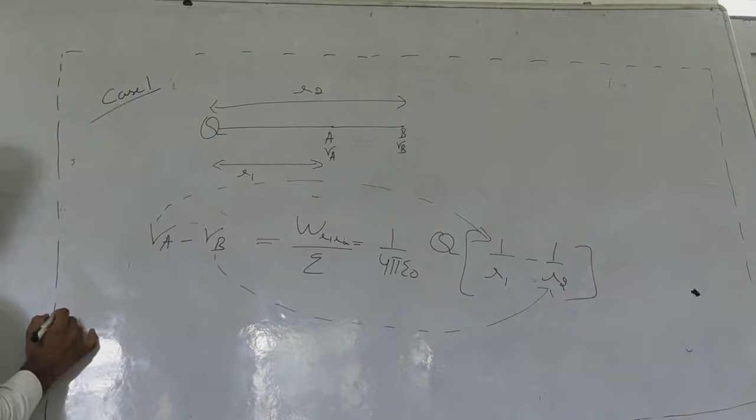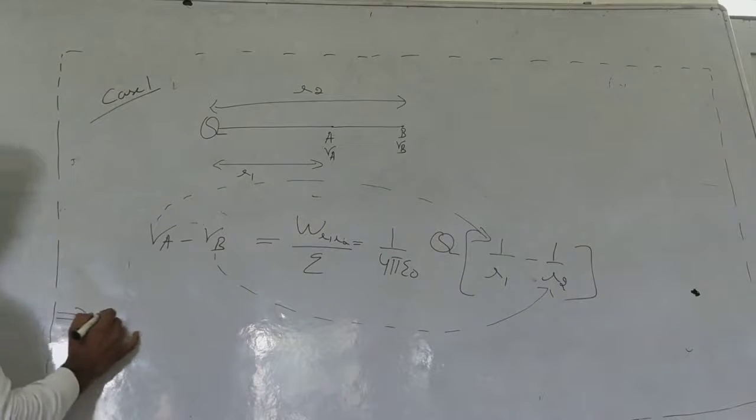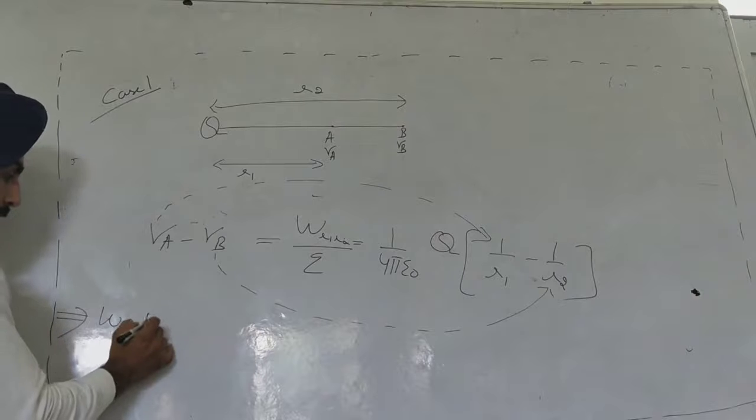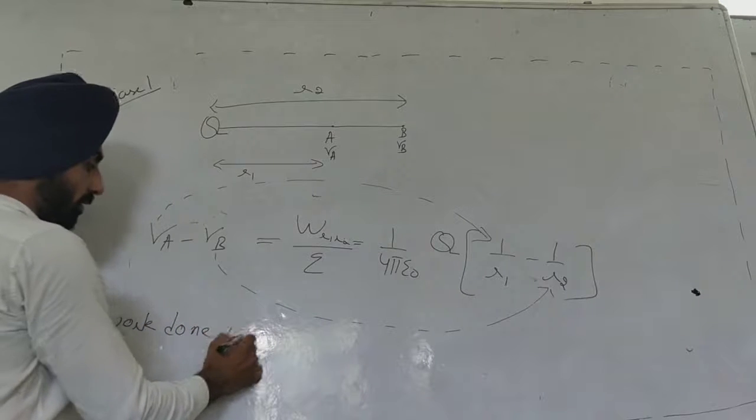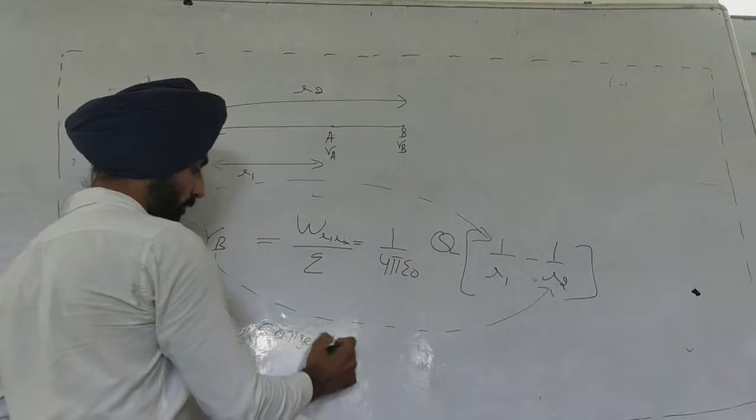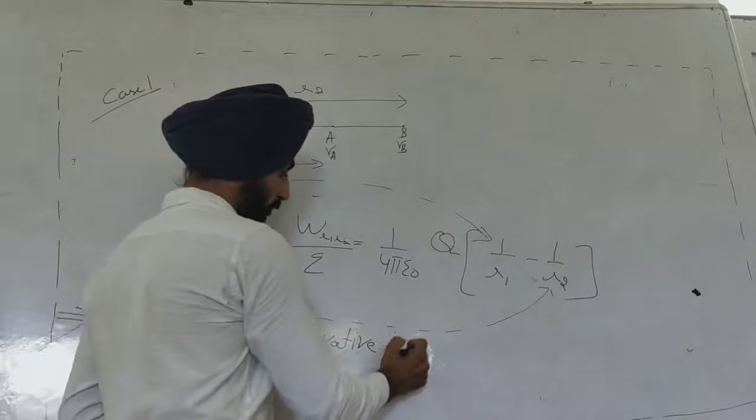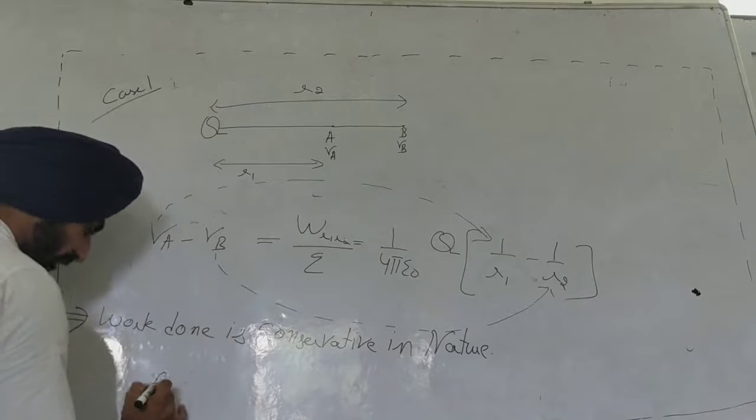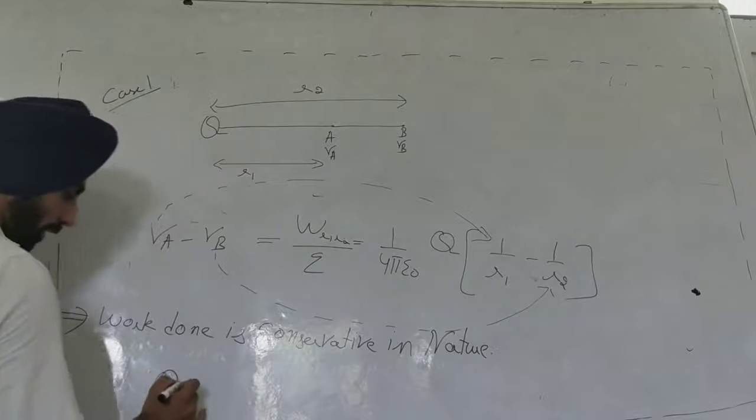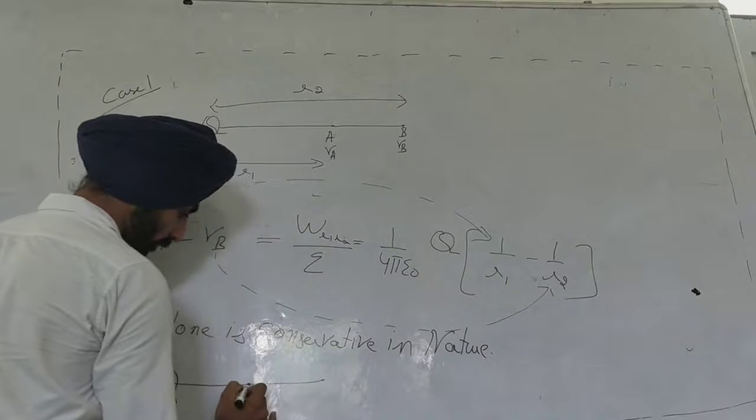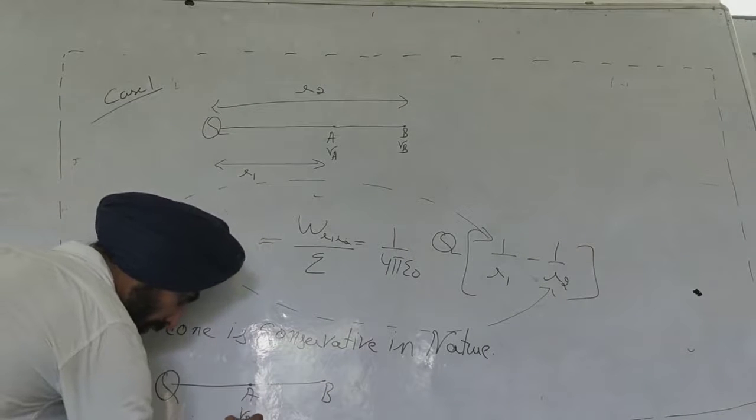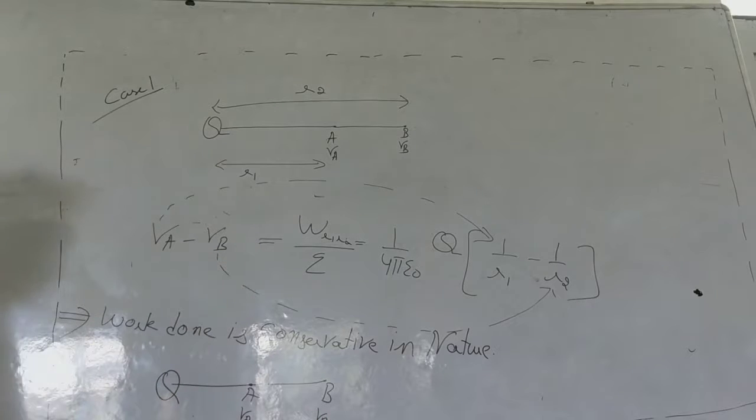So the next concept is that electric force is conservative in nature. What does this statement mean? Take a test charge here, and here are 2 points, A and B. The A point will have its own potential, and B point will have its own potential, like this.